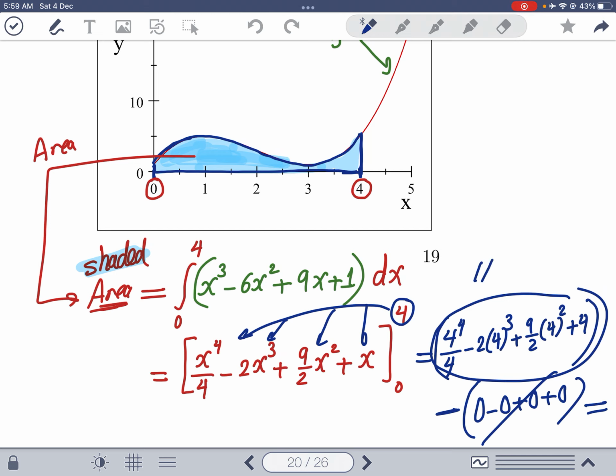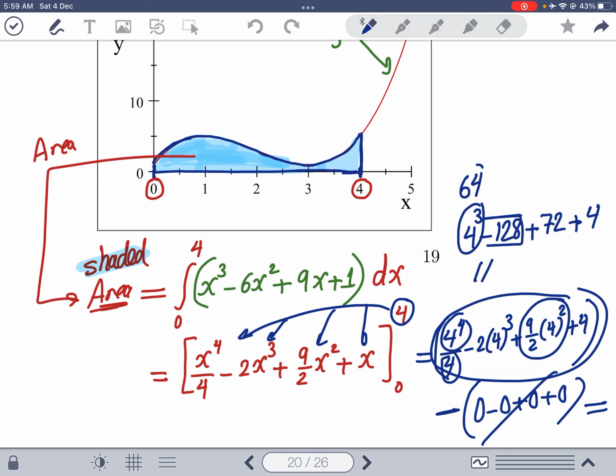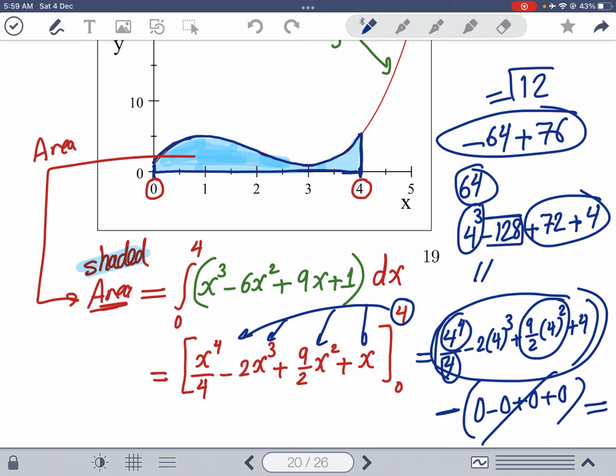So let's simplify it. 4 to the 4 over 4 is 4 cubed, which is 64, minus 2 times 64 is 128, plus 16 over 2, 8 times 9, is 72, and plus 4. And 64 minus 128 is negative 64, plus 76. So 76 minus 64 is 12. This is the answer now. So the area is 12. I did it by hand. Now we'll do it with a calculator to check.